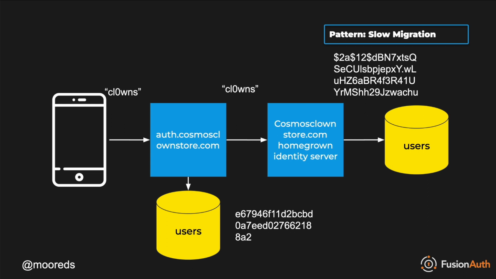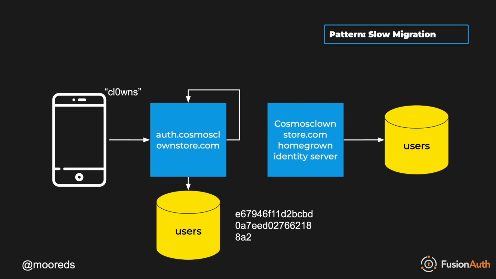If it passes back a thumbs up, the auth.cosmoscloudstore.com server can now rehash that plaintext string, because it keeps the string clowns in its memory. So it can rehash that in whatever new hash algorithm it wants to use, and then it can store that off in its own user's data store. The next time the user comes in, right?